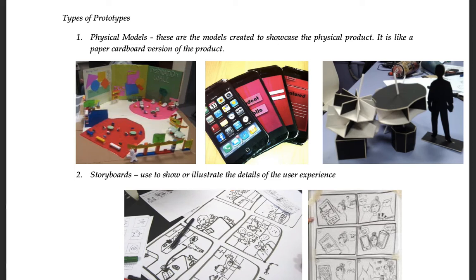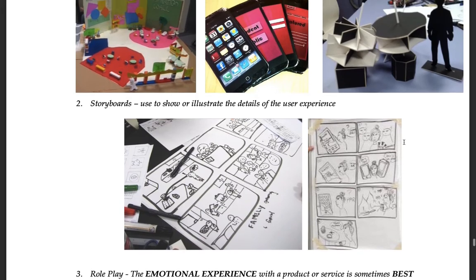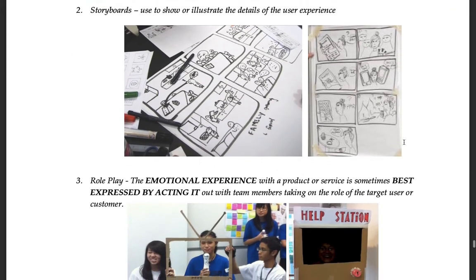So look at this one. These are just cardboards, but it looks like the product you will do after the prototype stage. Okay, but remember, for your final period, you only need to create a prototype, not the product. Okay? Another type of prototype is storyboards.